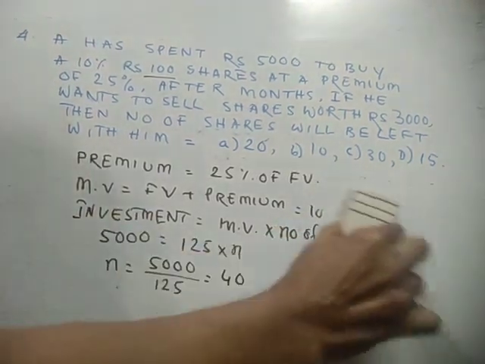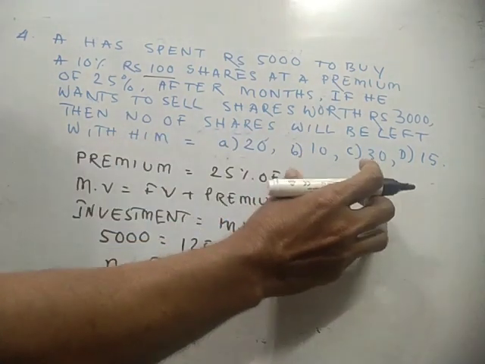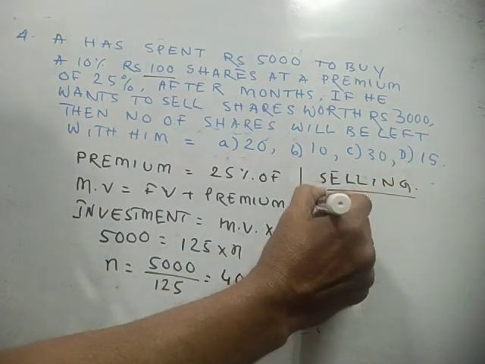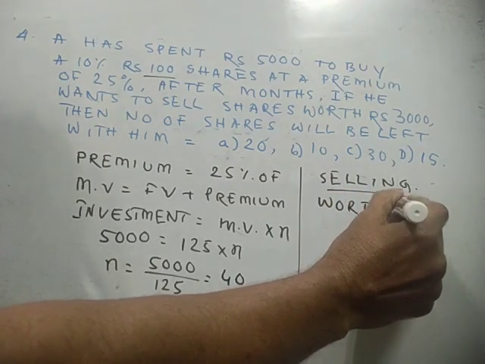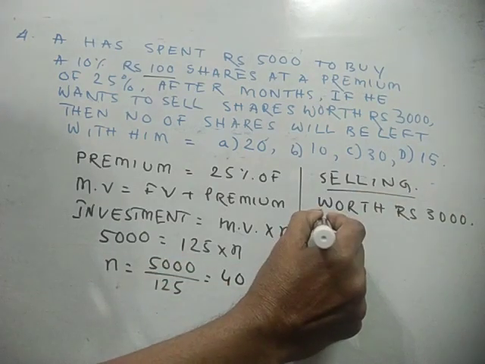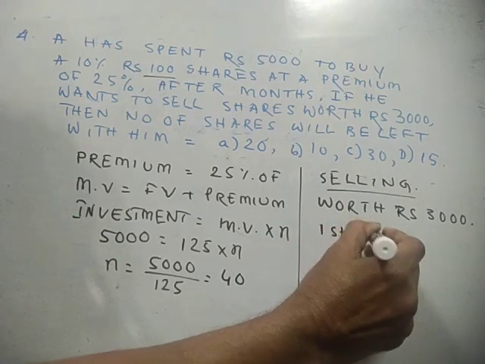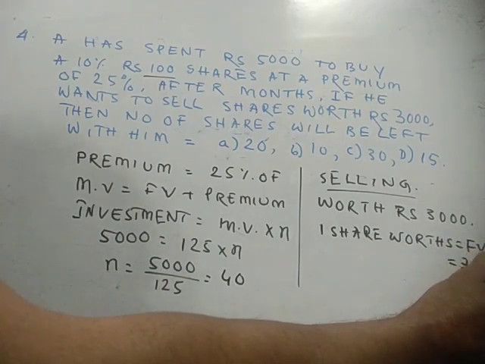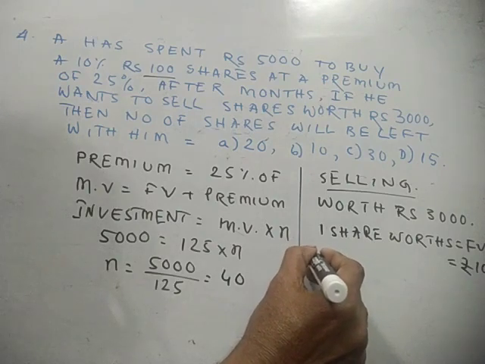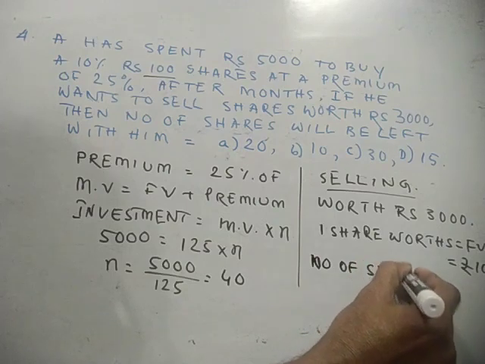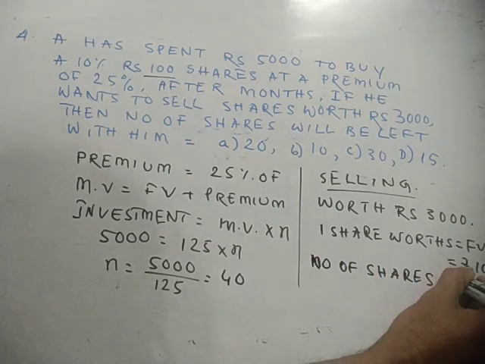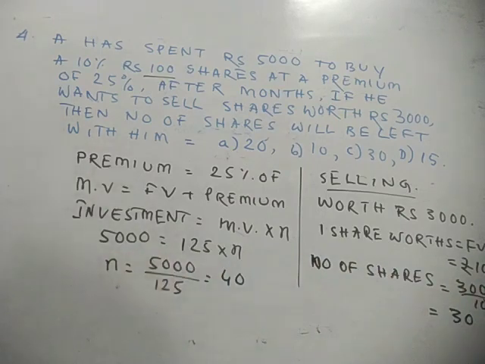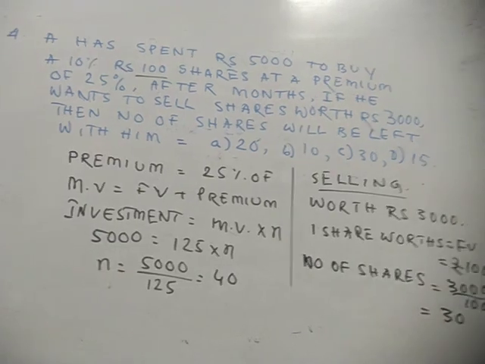Now he has a plan of selling some shares. So how do we calculate how many shares he will sell? For this it is given that he will sell some shares worth rupees 3,000. Now one share is worth how much? One share is worth its FV, face value, that is 100 rupees. If one share costs rupees 100, then how many shares cost rupees 3,000? By division, the number of shares worth rupees 3,000 equals 3,000 by 100, which is 30. So 30 shares worth rupees 3,000. These many shares he wants to sell.